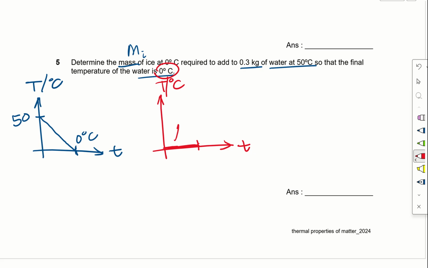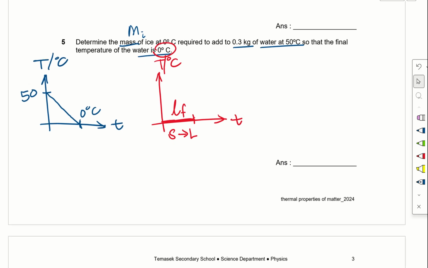So over here it is just my LF, specific latent heat of fusion, whereby there is a change in state from solid to liquid. Okay, and there should be no more increase in temperature after that. So after unpacking all this information, then we can solve using the equation.